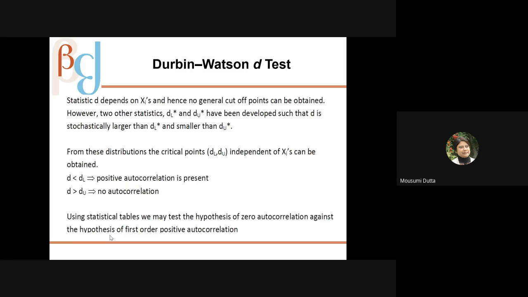So using statistical tables, we may test the hypothesis of zero autocorrelation against the hypothesis of first order positive autocorrelation. All of you have the soft copy of Madala. You will find that at the end there is a table for D. For a particular value of D you are calculating, the table will give you the relevant DL and DU. So if you find D is less than DL, you can argue there is positive autocorrelation. If you find D is greater than DU, you will argue there is no autocorrelation at all.